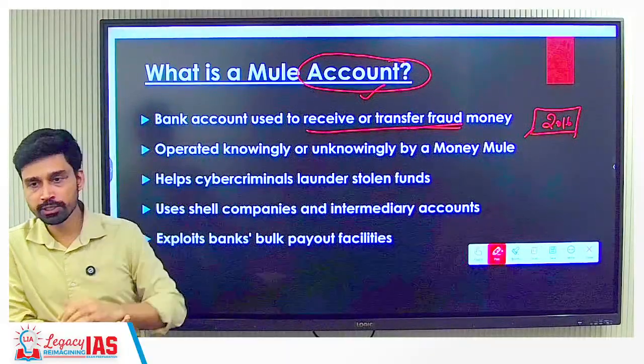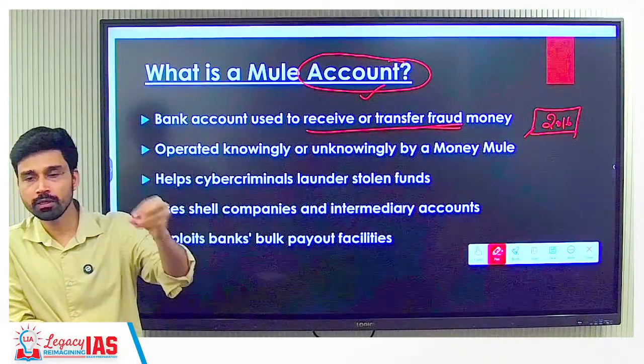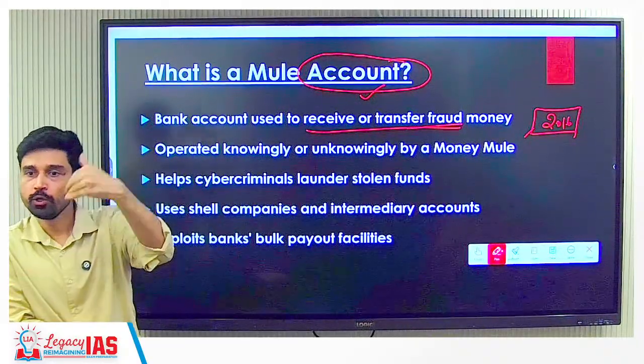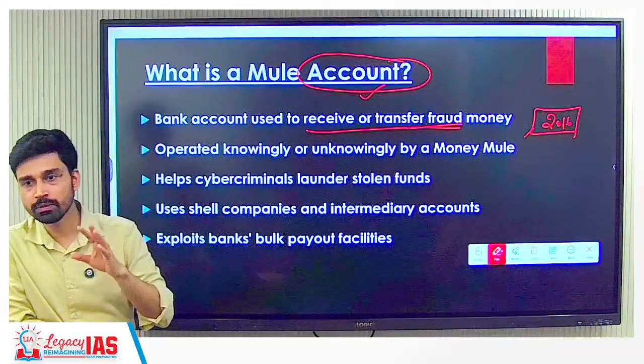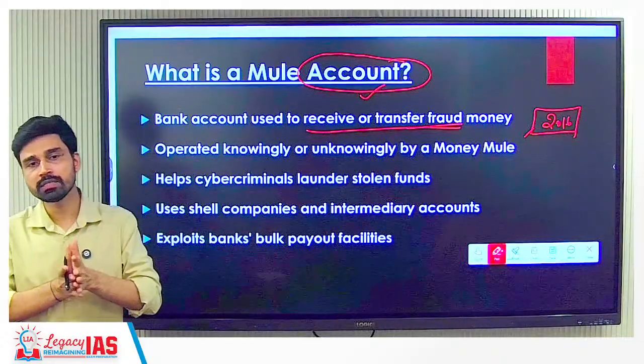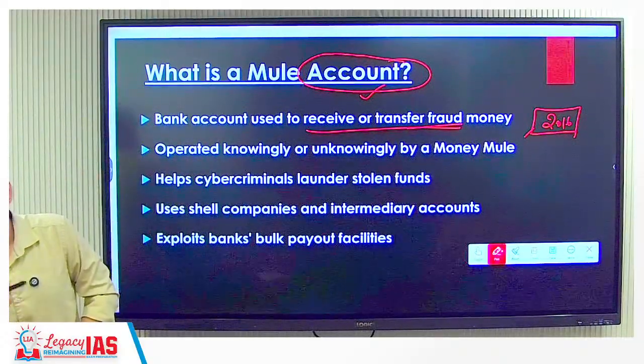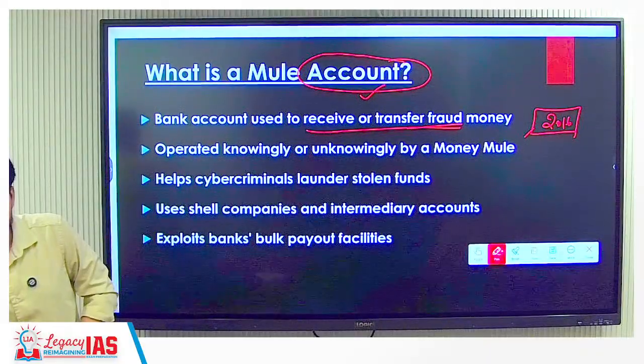They used to go to the village areas, pay a certain commission to every individual and ask them: you take 50,000, you take 50,000, you take 50,000. You deposit it in your account and then transfer it to me after cutting 10% tax. So the same 10 crore is now distributed among 1,000 people. Would it raise suspicion? No, because they are very small transactions as such.